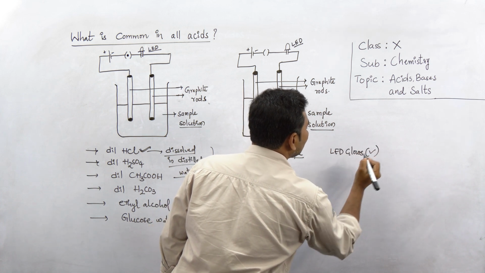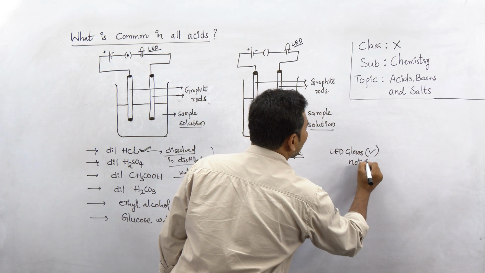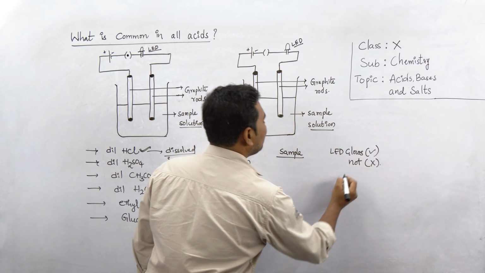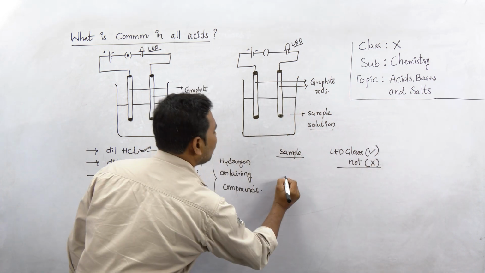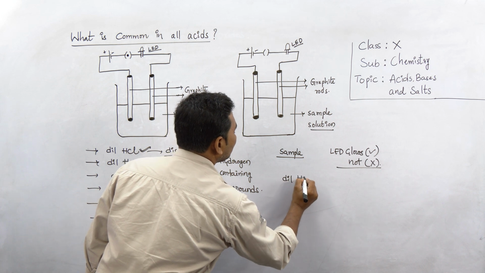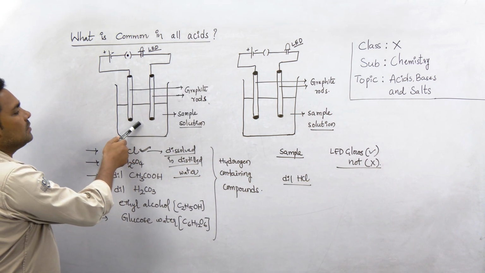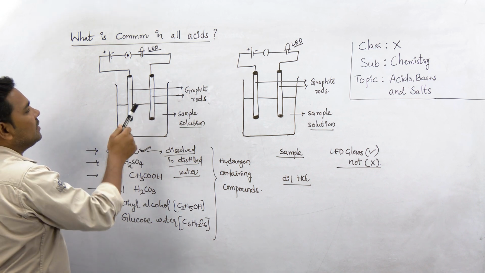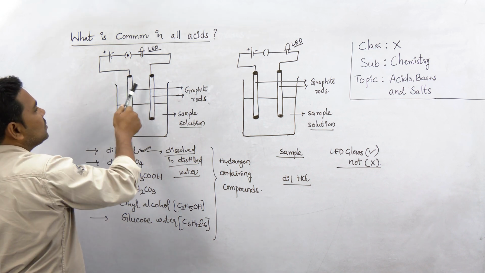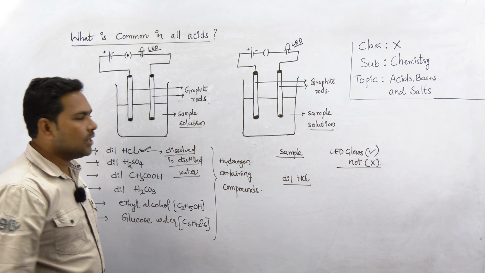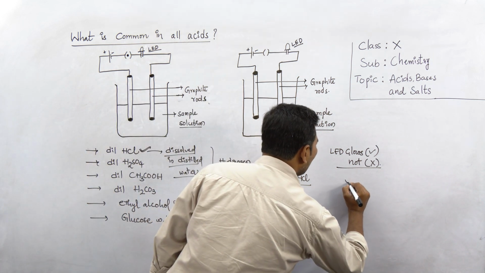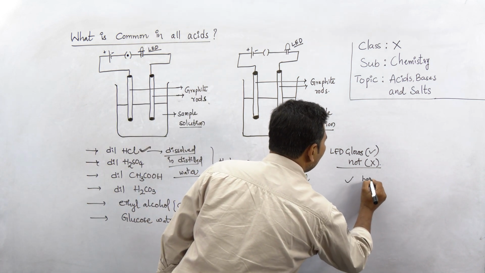If the LED glows, let's keep a right mark. If it doesn't, let's keep a cross mark. Okay, first, what is the sample? Dilute hydrochloric acid sample is taken in the beaker here. Now when the switch is closed, we can see, does the LED glow or not? The LED glows brightly.